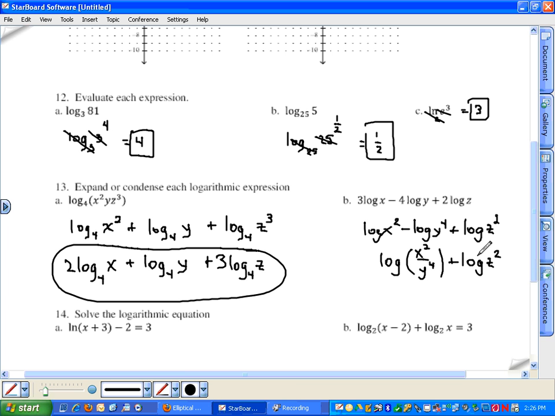Now these two logarithmic expressions are separated by a plus sign. That's an example of the product property. So we need to form a product now when we condense these two logarithms. Product means multiply. So this is the log of x squared over y to the fourth multiplied by z squared, that results in x squared and z squared in the numerator, y to the fourth in the denominator.